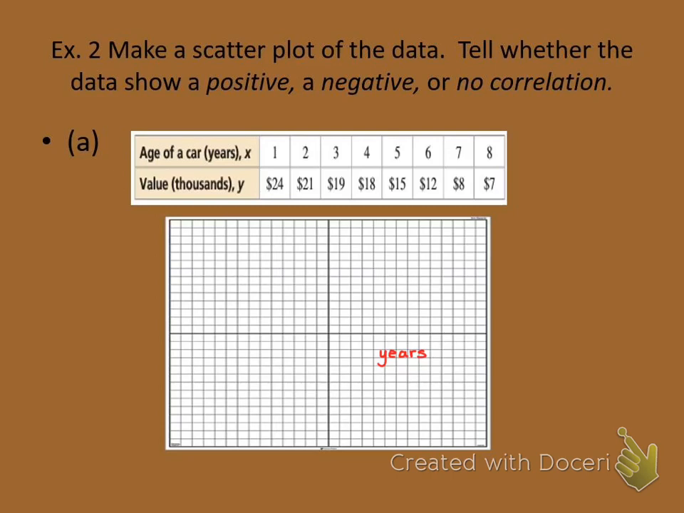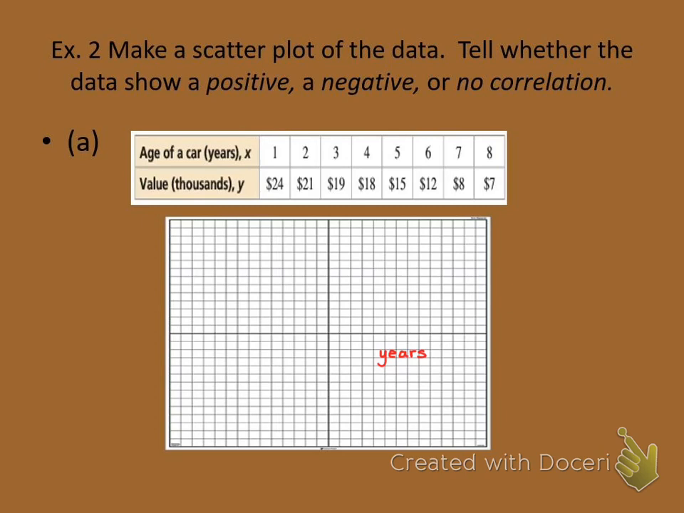Now, what about your y values? Look at those y values. We got 24, 21, 19, 18, 15, 12, 8, and 7. Now, my first thought is, do those numbers look like the multiples of a certain number? Yeah. Okay, a lot of them look like a multiple of what number? 3. Very good. So why not count by 3s? Could we count by 2s? Absolutely. Could we count by 5s? For sure. All right, but let's find the number that makes the most sense.